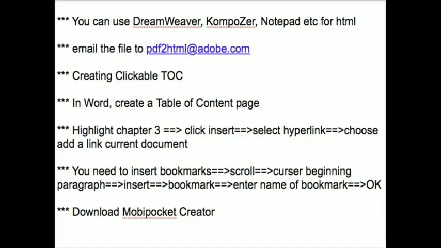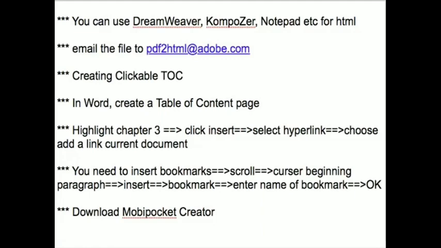Scroll your document to the place you want the link to go and place your cursor at the beginning of the paragraph. Go to the Insert menu and select Bookmark. In the bookmark box, enter a name for your bookmark, for instance, Chapter 3, and then press OK. Now use this same process for the rest of the table of contents, and you could also use the same process if you want to create an index to the correct places within your interior document.